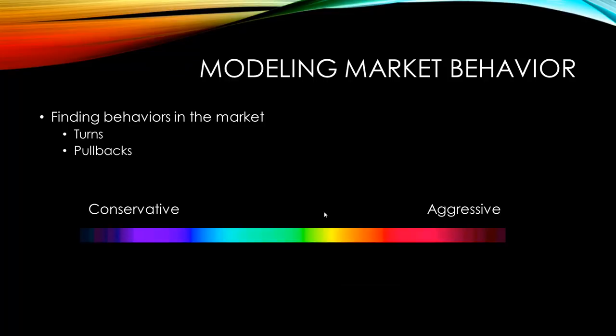We talked about how it's finding behaviors in the market. So I'm currently looking at turns and pullbacks. Other obvious choices are breakouts, which I have not modeled at this point. Even among turns and pullbacks, there is a spectrum between being conservative and being aggressive. Those batch simulation results I showed you earlier were in the yellow area of this spectrum. They were moderately aggressive. Too aggressive, and it simulates at higher profitability, but you end up getting whacked more often and taking yourself out of the market too soon.